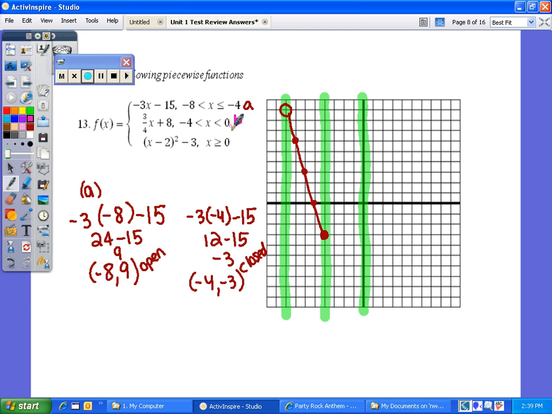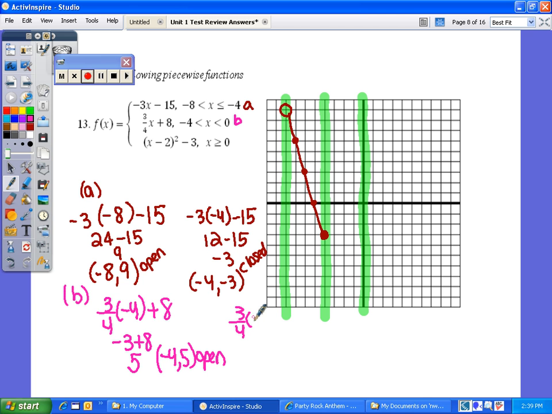Graph B, we're going to do the same thing because it's a compound inequality, so just plug in -4 and plug in 0. So 3/4 times -4 is equal to -3 plus 8 is equal to 5. So that is the coordinate -4, 5. Because there's no line, it's going to be open. Next one is 3/4 times 0 plus 8. 3/4 times 0 is 0 plus 8 is 8. So that's the coordinate 0, 8. There's no line here, so that will also be open. Yes, you are allowed to have 2 opens.